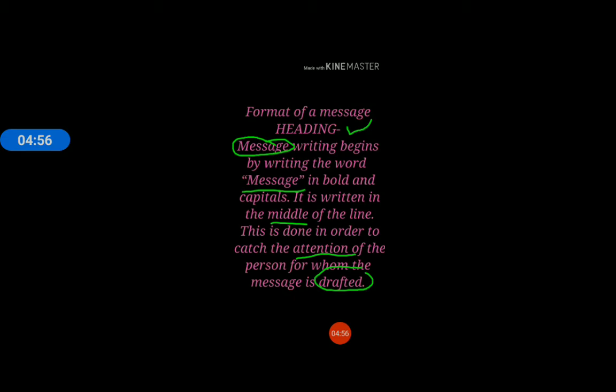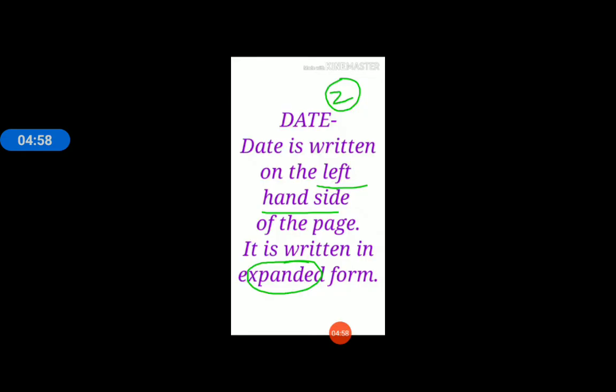Then comes the date. Second thing is date, and it is written on the left hand side of the page. It should be written in expanded form. Expanded form means that if today's date is 25th December 2020, it should be written like this. No dashes, no slashes should be used. Again, I'll repeat, the date is written on the left hand side of the page and it should be written in expanded form.